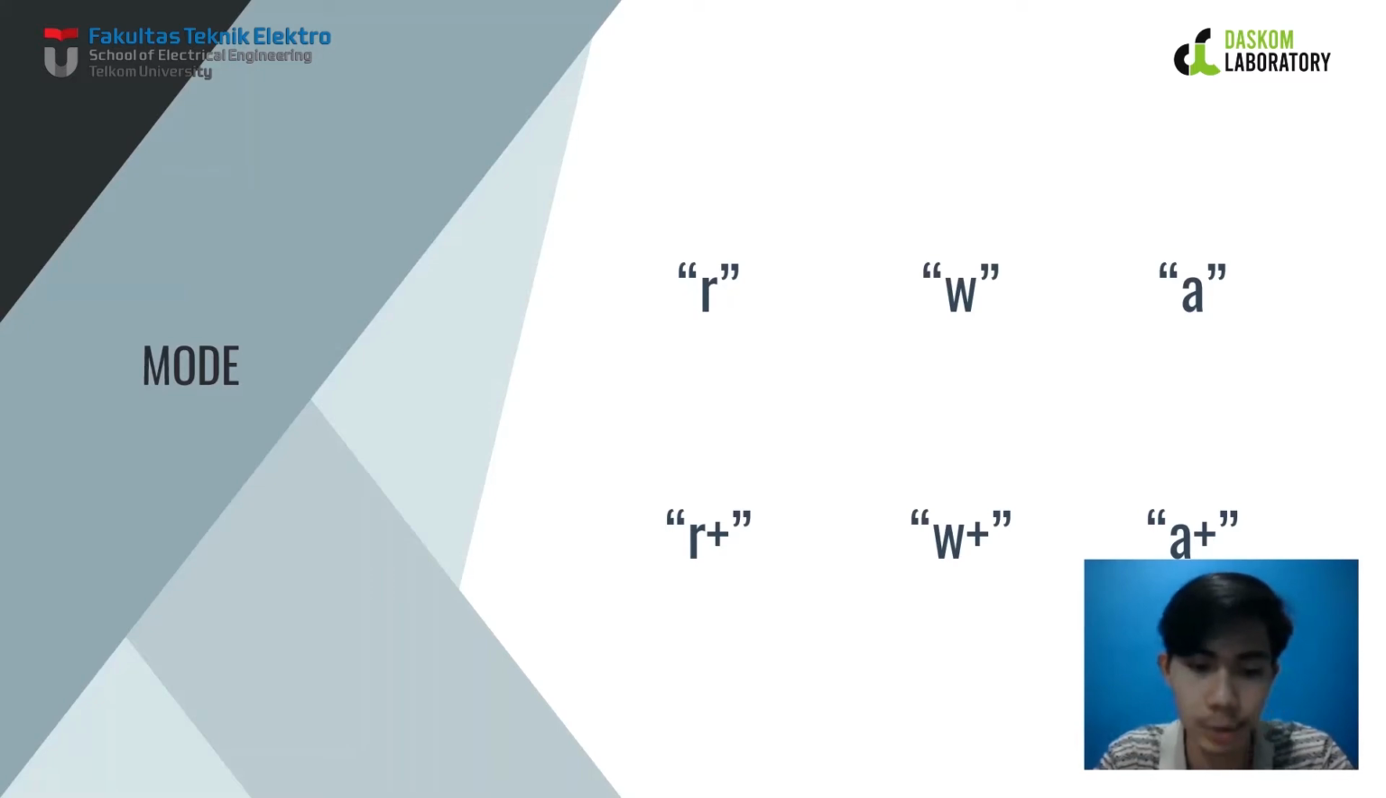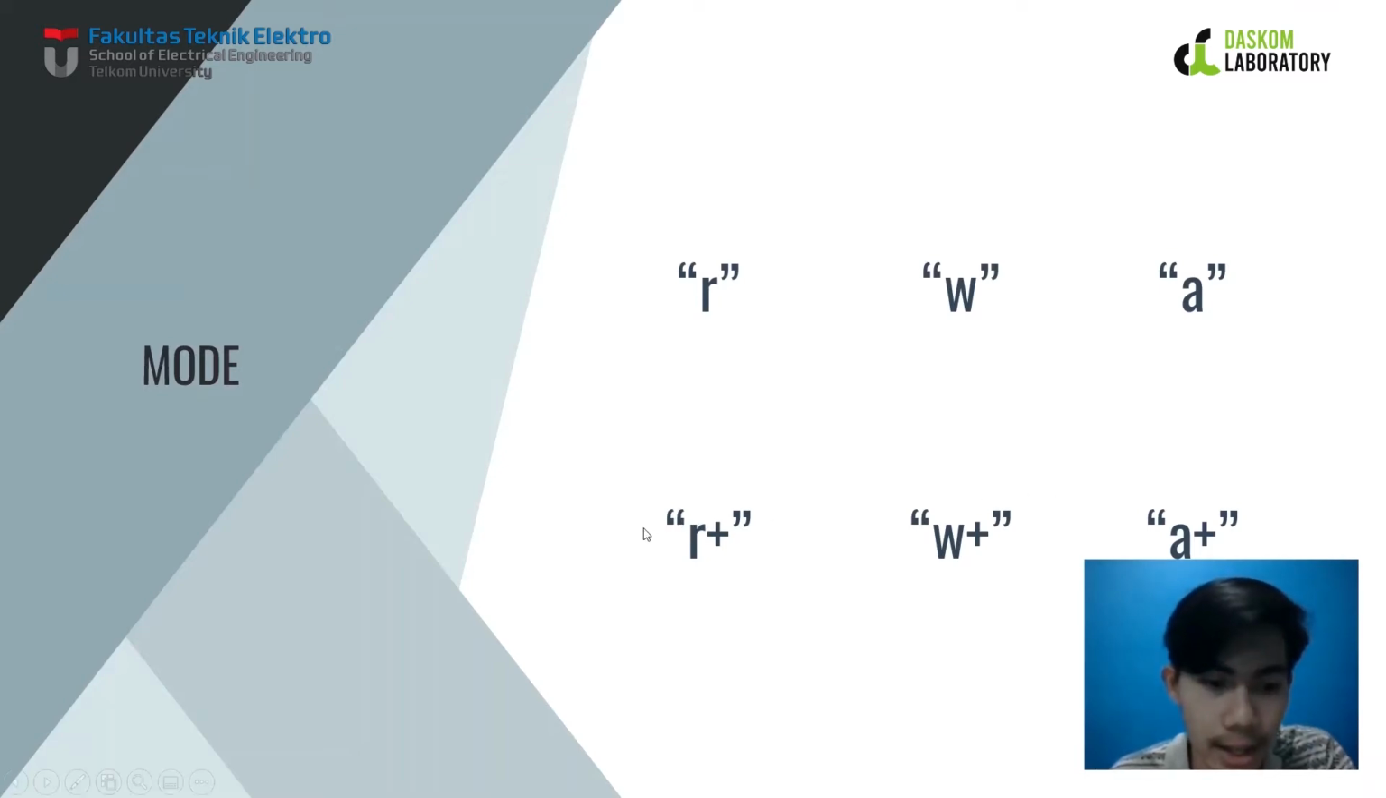Next is the a mode. It means open the file for the appending process. If the file does not yet exist, the file will be created. Meanwhile, if the file exists, it will cause the process of writing data to the file to be written at the end of the file. If the file is successfully opened, the file position indicator will initially be positioned based on the implementation of the platform, whether at the beginning or the end of the file.